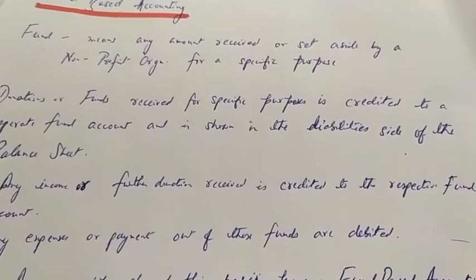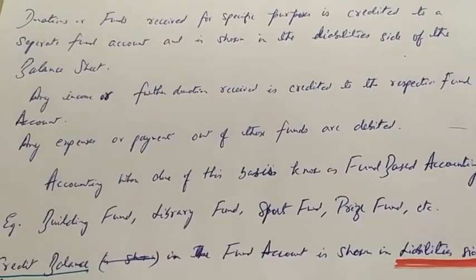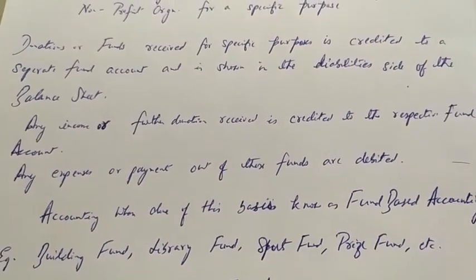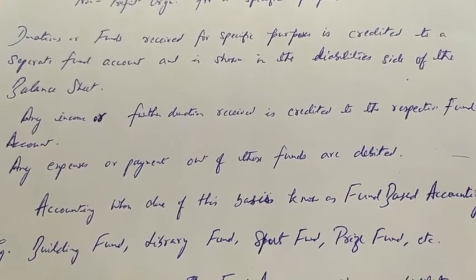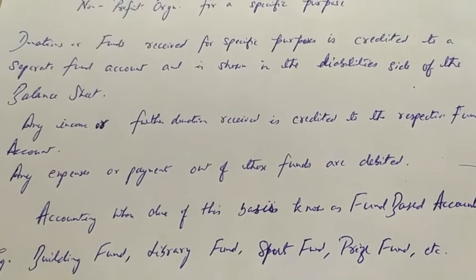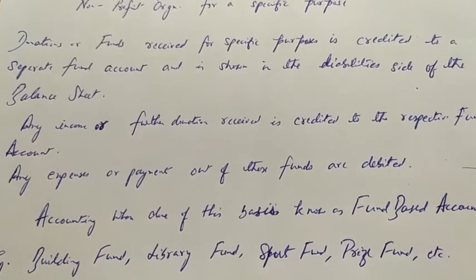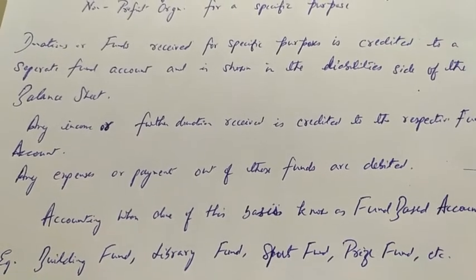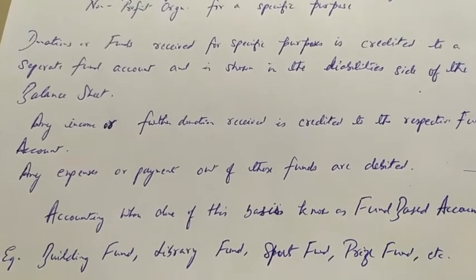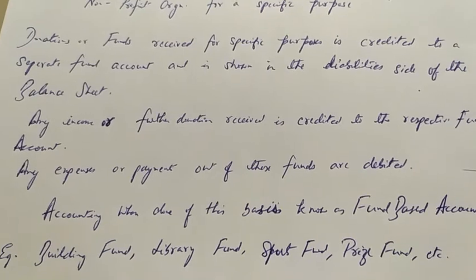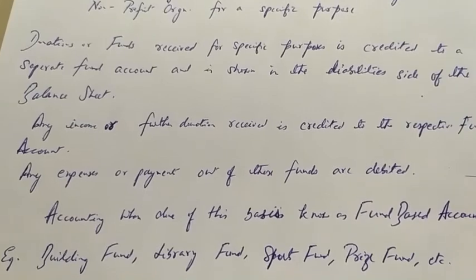Some examples of specific funds are building fund, library fund, sports fund, prize fund, and there may be many others, but these are some common fund accounts created for a specific purpose. The building fund will be for the specific use of building development, addition of more rooms in the building, or upkeep of the building. Expenses or further donations will be used specifically for the building only.